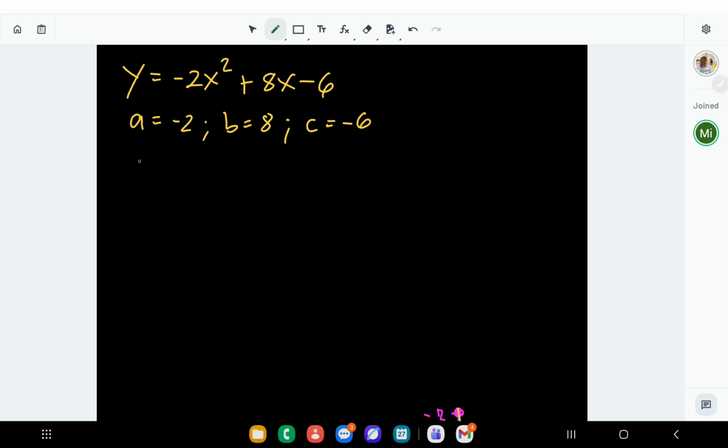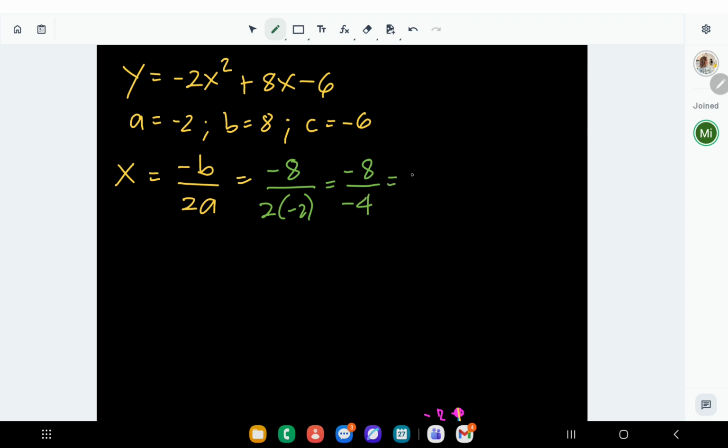All right. So the axis of symmetry is x equals -b/2a. So we plug in b here. So this is -8/(2 times -2). So this is -8/-4. So the axis of symmetry is 2. So that means the vertex is just (2, k), right?